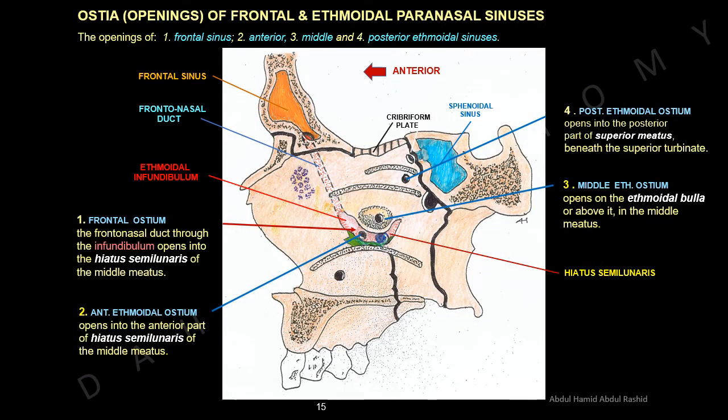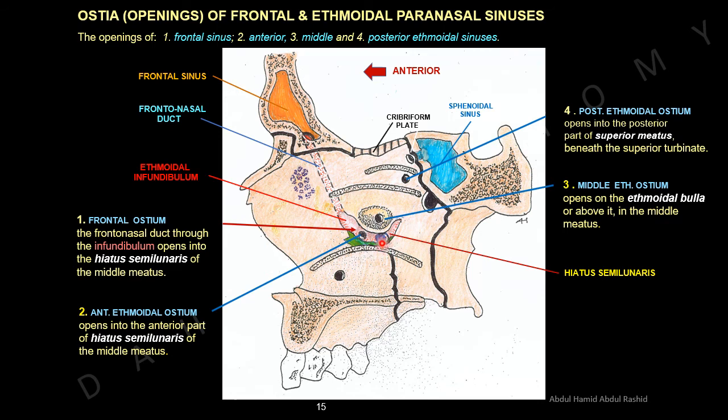Ostia, openings of frontal and ethmoidal paranasal sinuses. Let's see the diagram. This is the inner surface of right lateral wall of the nose. This is anterior. This is superior turbinate. This is attachment of the middle turbinate. The space below the superior turbinate is superior meatus. The space or passage below the middle turbinate is middle meatus.